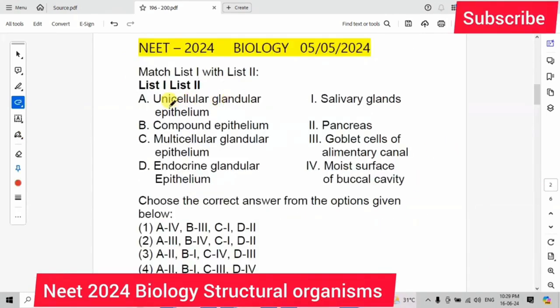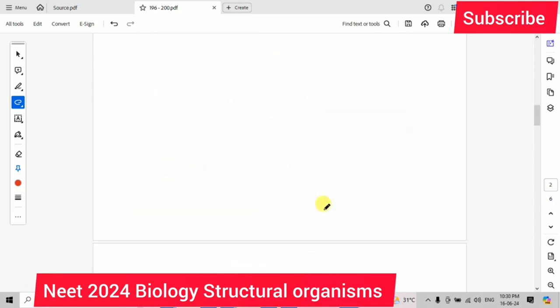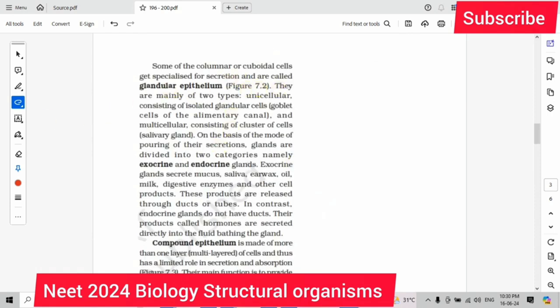Match the following. Unicellular glandular epithelium, and it is present in 3, goblet cells of alimentary canal. Next, compound epithelium, and it is 4, moist surface of buccal cavity. Next, multicellular glandular epithelium, it is 1, salivary glands. Next, D, endocrine glandular epithelium, it is 2, pancreas. So the sequence is 3, 4, 1, 2. Option 2 is the answer. From the lesson or chapter known as structural organisation. Thank you.